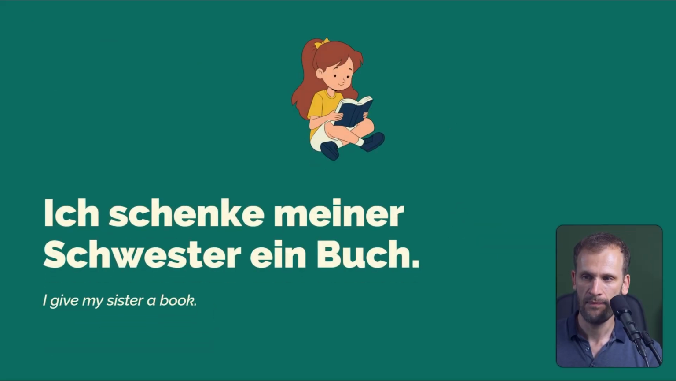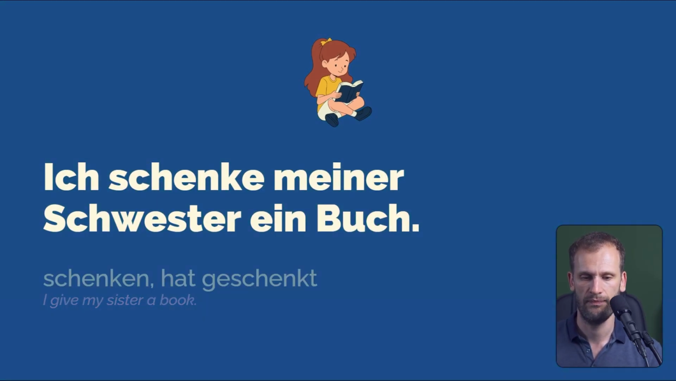Ich schenke meiner Schwester ein Buch. I give my sister a book as a present. Schenken is to give something as a present. And with such verbs, to give, to gift, like here, or to show, etc., we have two objects. One is the person and one is a thing, like give. You can give something to someone. There is a thing and there is a person.